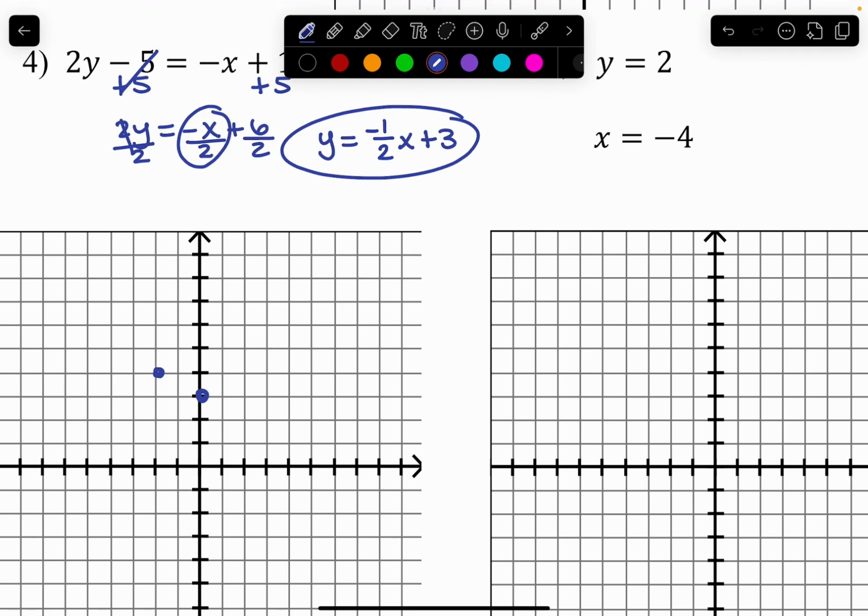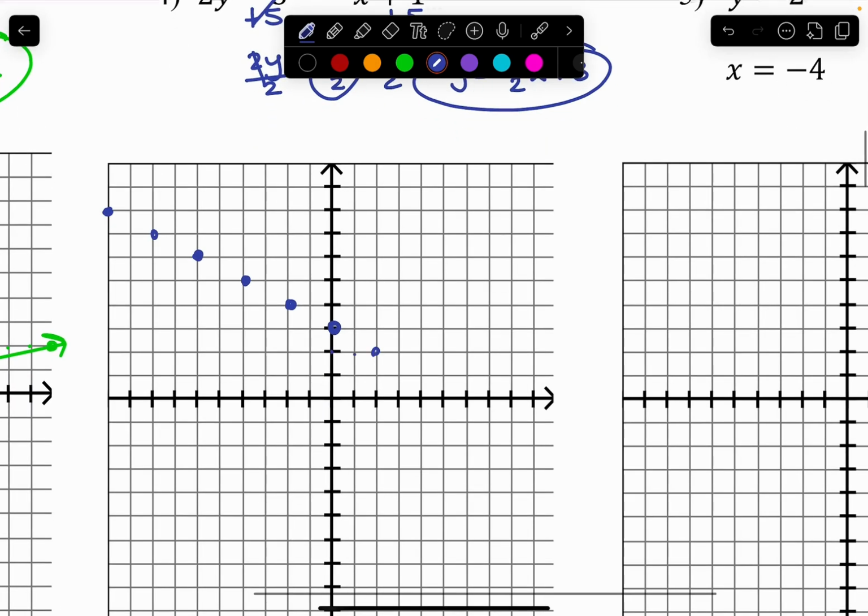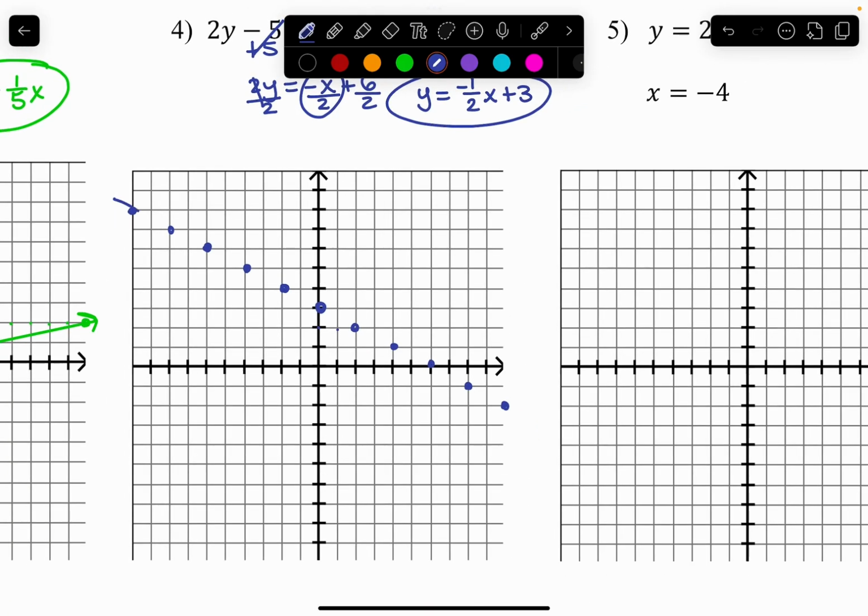Notice that I'm putting as many dots on my graph as possible. The more dots you have, the more accurate your graph is going to be.